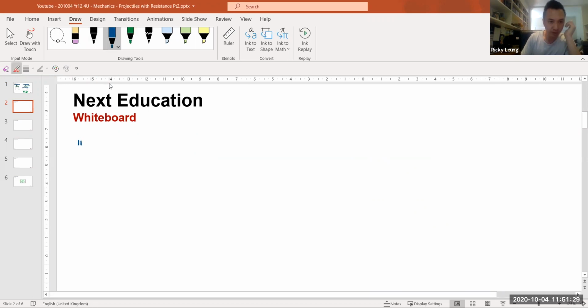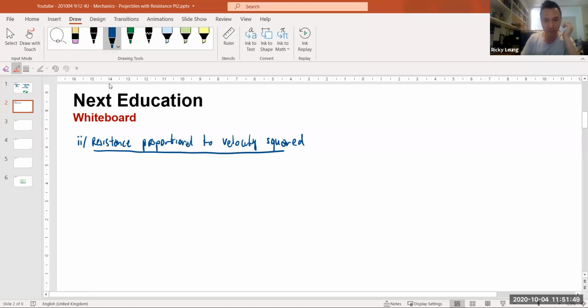Part 2I, resistance proportional to velocity squared. Obviously, better English would be square root of velocity, but yeah. Now, the diagram itself is actually very similar, but just to exaggerate the point, it's probably going to look like a much smaller projection range than the other two, because we would expect that if it's proportional to velocity squared, the resistance is going to be a much more powerful element at play.